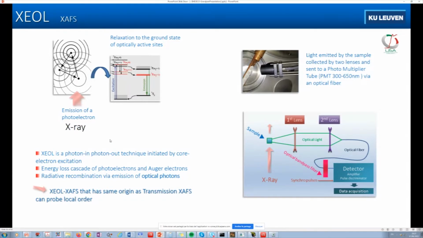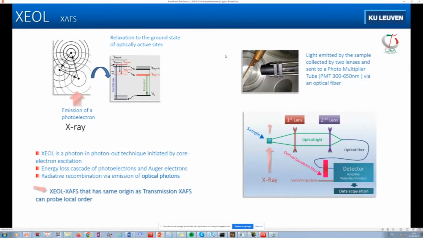So of course, it's a photon in, photon out technique, and there is a huge energy loss cascade. So it's very difficult to understand. Few people really understand how it works, because it goes from kilo electron volts to a few electron volts. But what is interesting is that normally it should give you something that can probe the local order. So in principle, you can also measure EXAFS with this optical light.